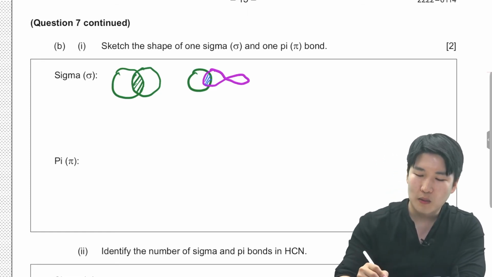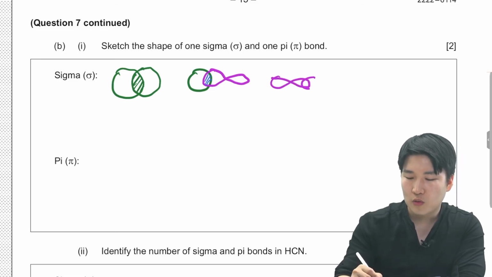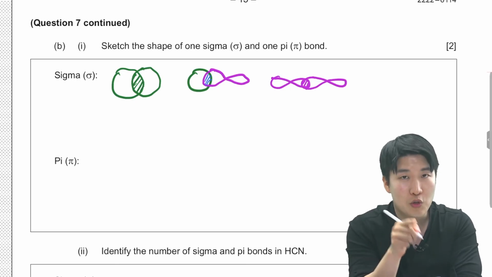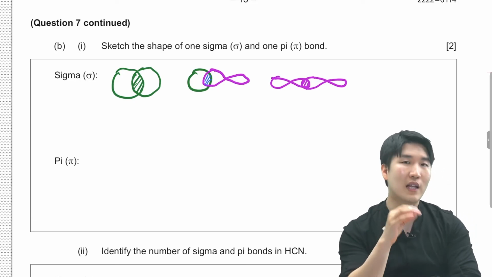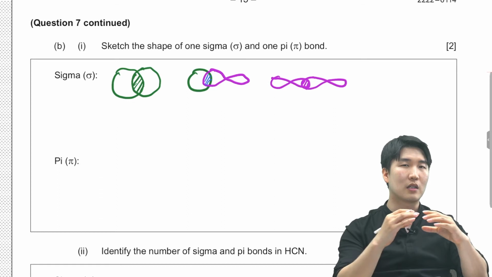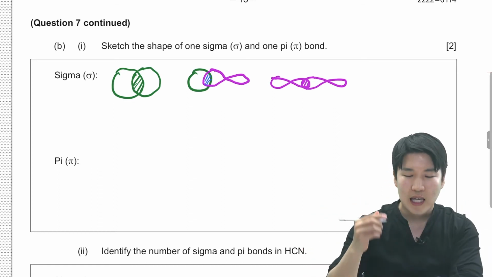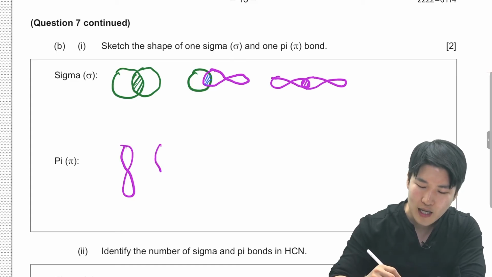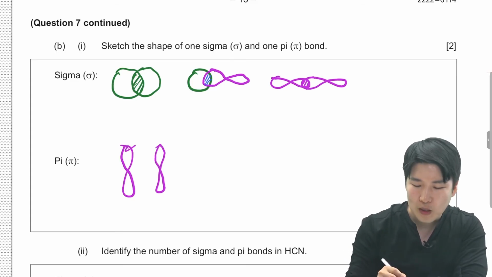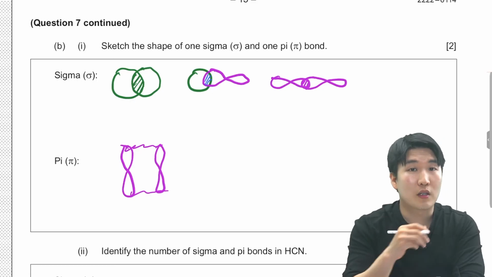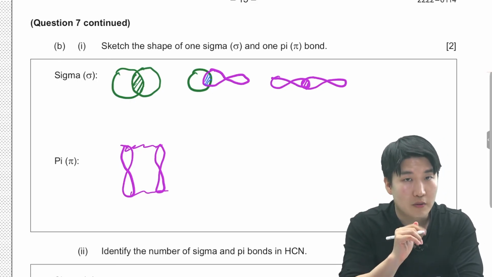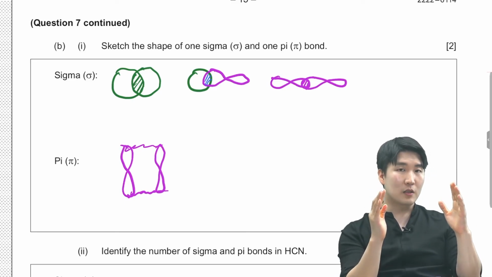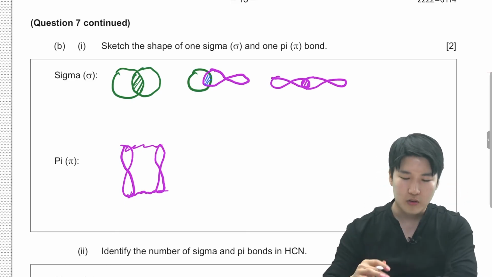And what combination do you think that is? It would be between two p orbitals. But take caution here. The p orbitals overlapping must be axial, head to head. They cannot be sideways, because sideways overlap of p orbitals is what we define as a pi bond. Sideways overlap of parallel p orbitals is a pi bond.